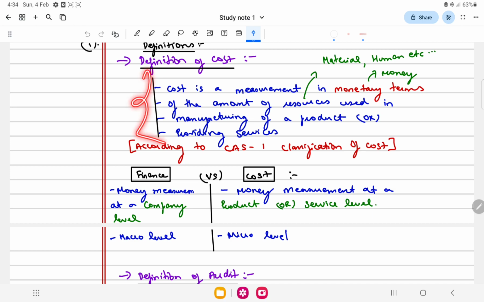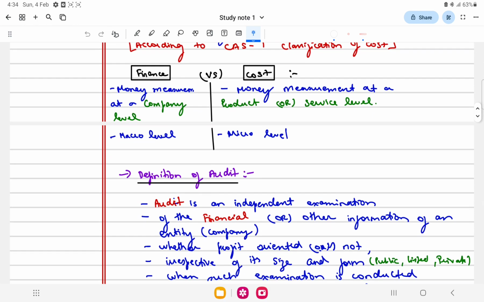So cost is a measurement in money of the amount of resources used in manufacturing of a product or providing of services. The source of the definition is CAS 1, that is, classification of cost.